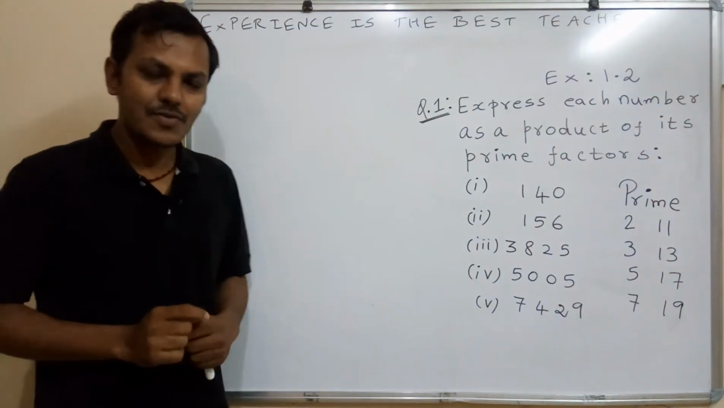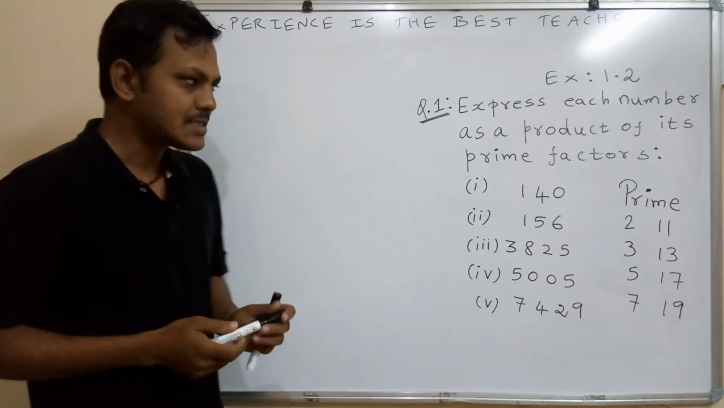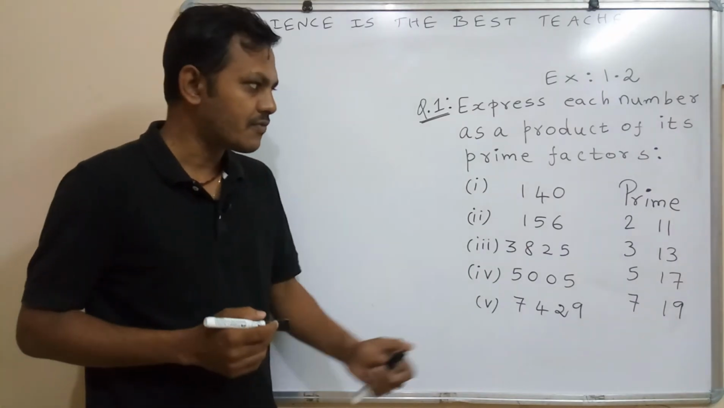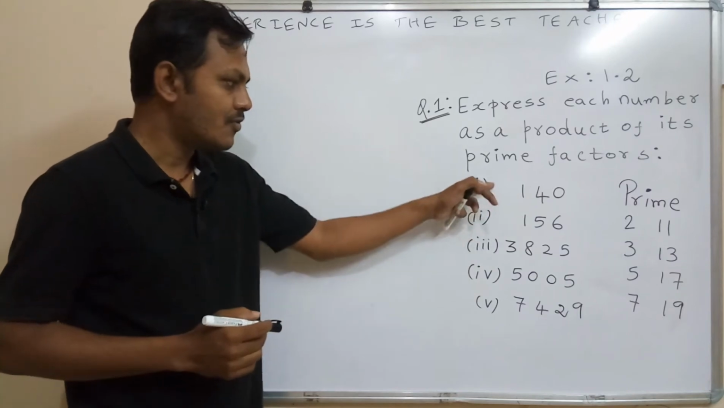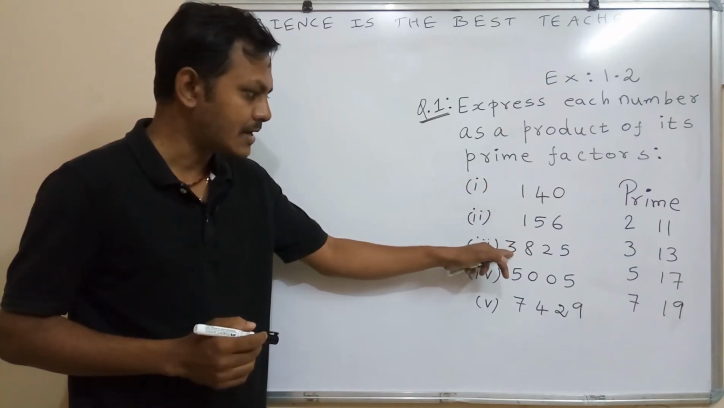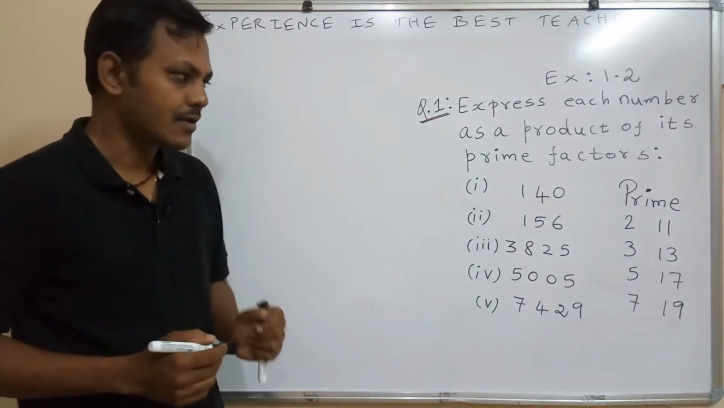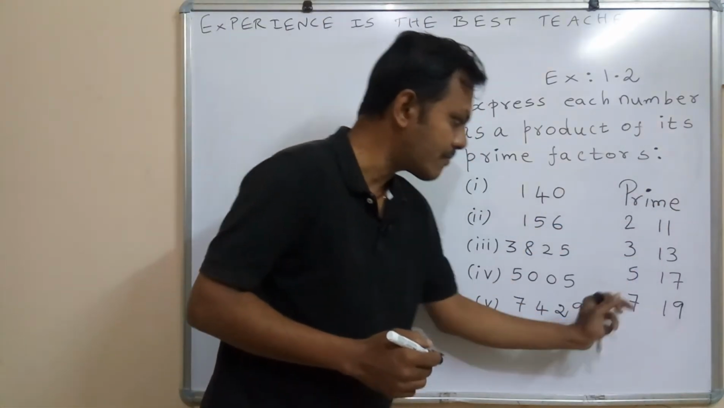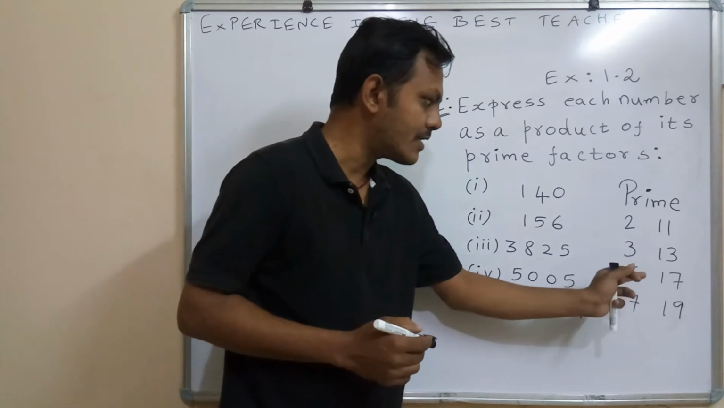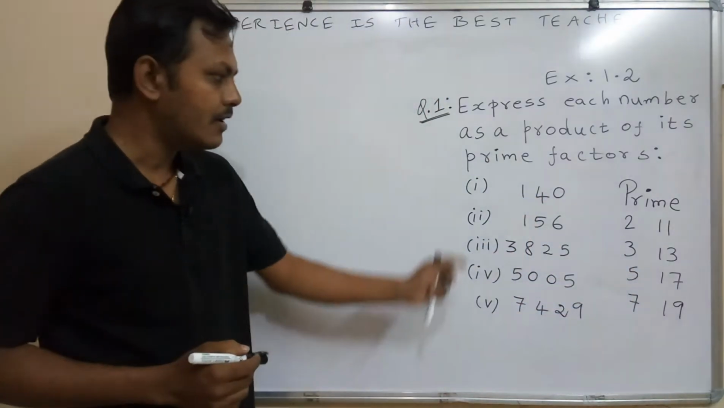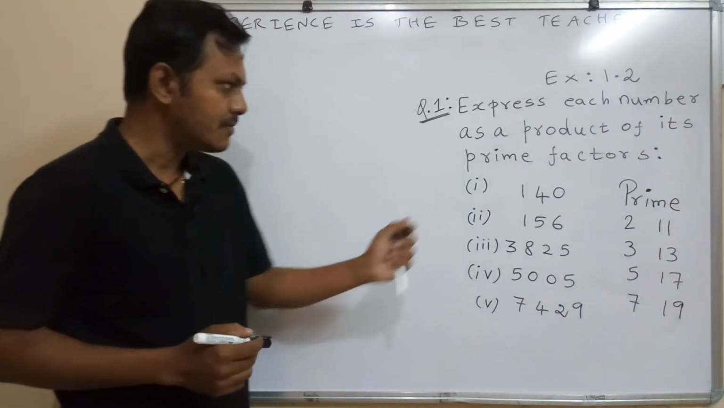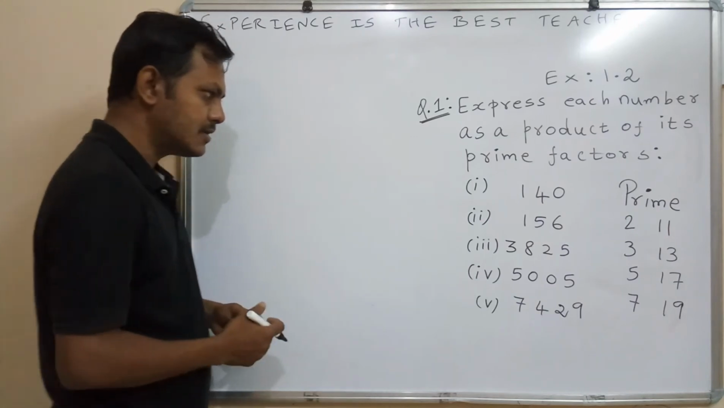Welcome. Exercise 1.2 question number 1. Express each number as a product of its prime factors: 140, 156, 3825, 5005, 7429. You are going to use these prime numbers 2, 3, 5, 7, 11, 13, 17 and 19 in expressing these as a product of its prime factors.